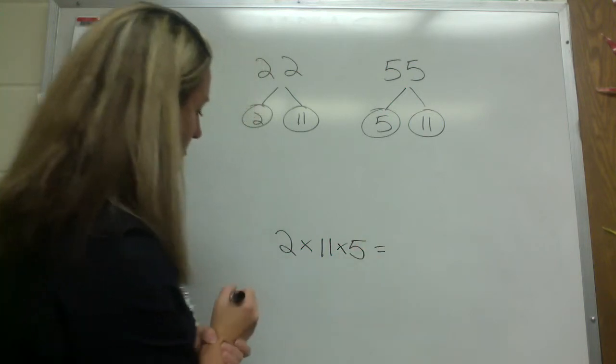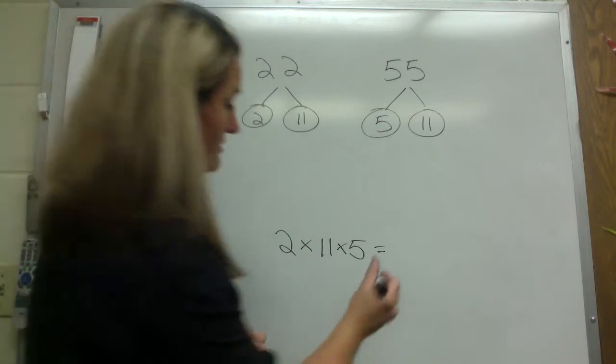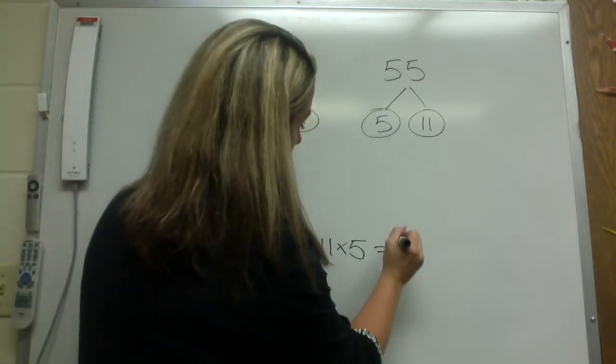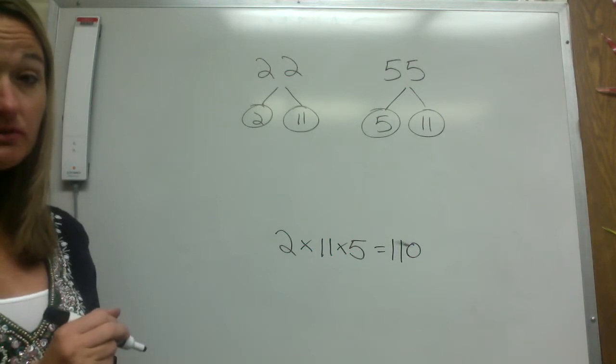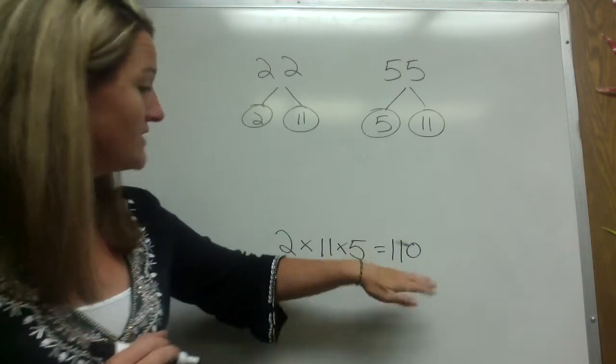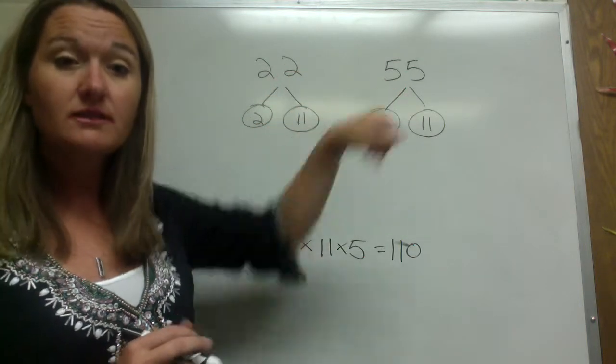All right, so 2 times 11 is 22. 22 times 5 is 110. The least common multiple of 22 and 55 is 110. This is the smallest number that both 22 and 55 will divide evenly into.